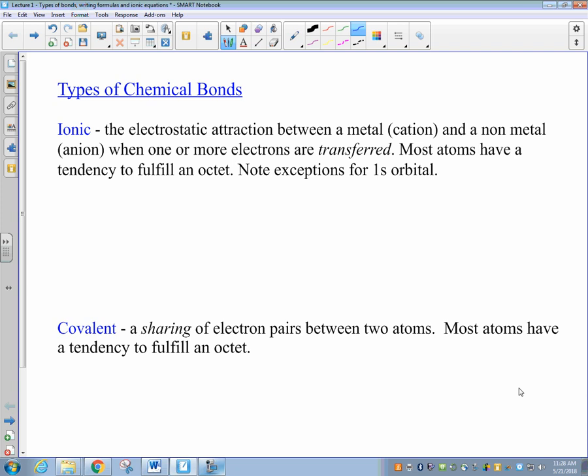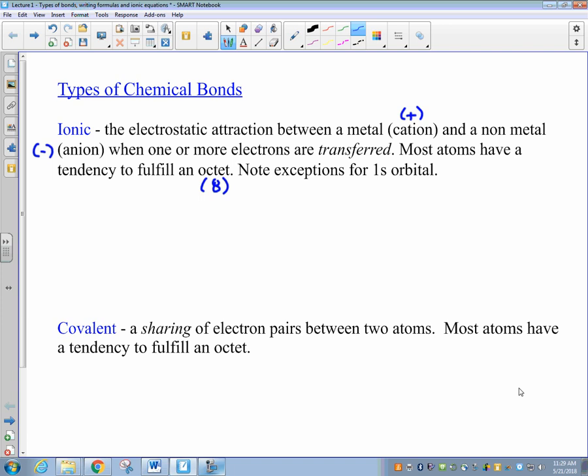We define an ionic bond as the electrostatic attraction between a metal ion, that is a cation, which refers to a positively charged ion, and a non-metal ion, which we refer to as an anion, which gets a negative charge, in which one or more electrons are transferred from the cation to the anion. Most atoms will have a tendency to fulfill what we refer to as an octet, that is a set of 8 electrons in their valence shell, as they transfer electrons from the cation to the anion.